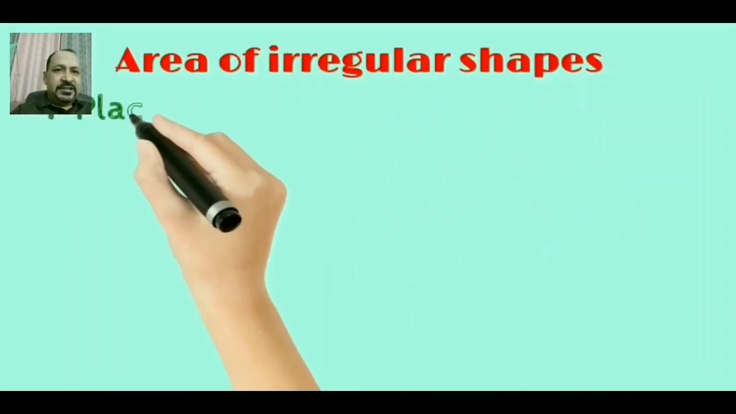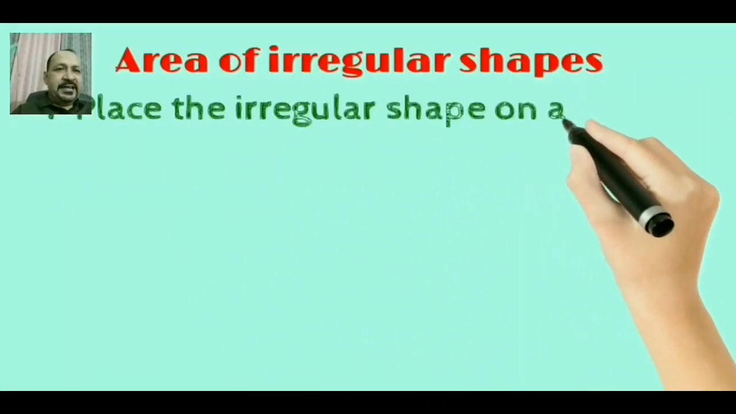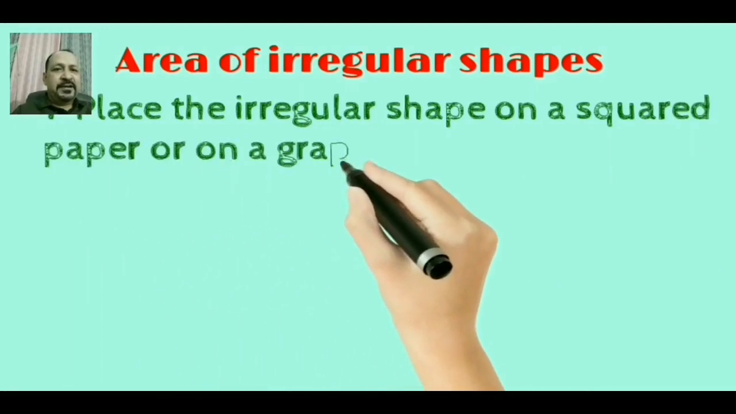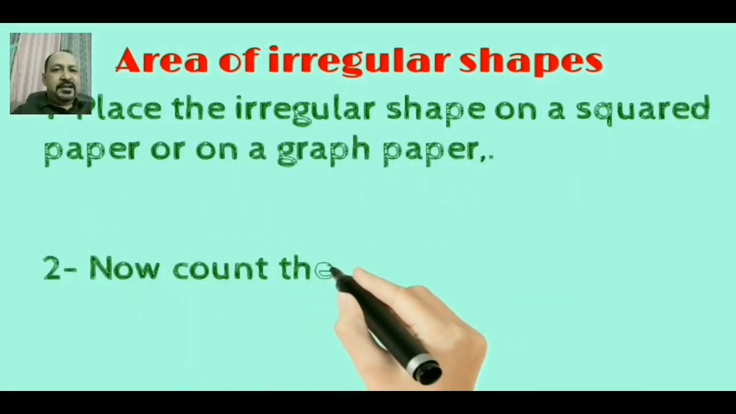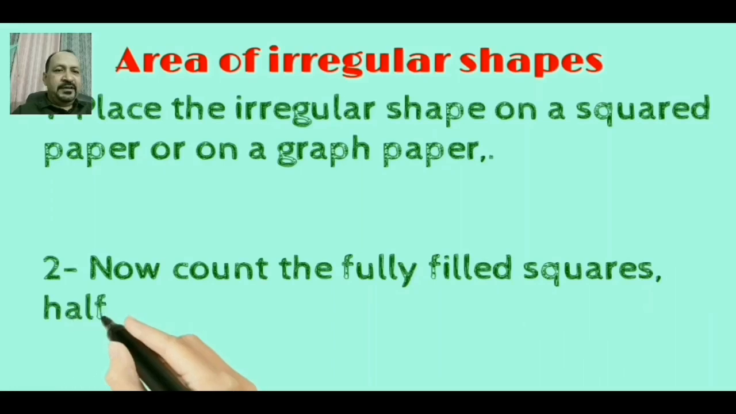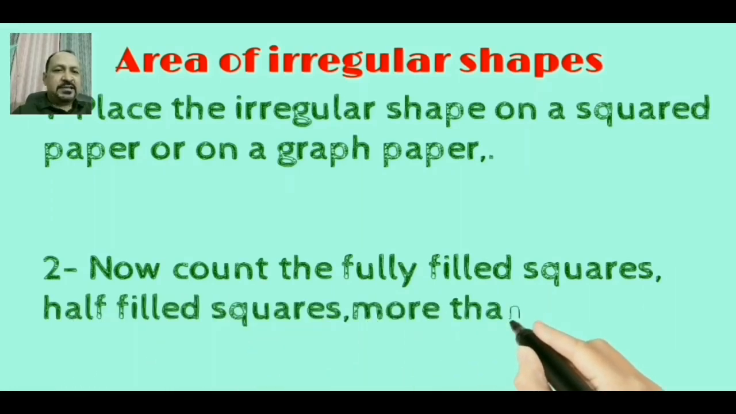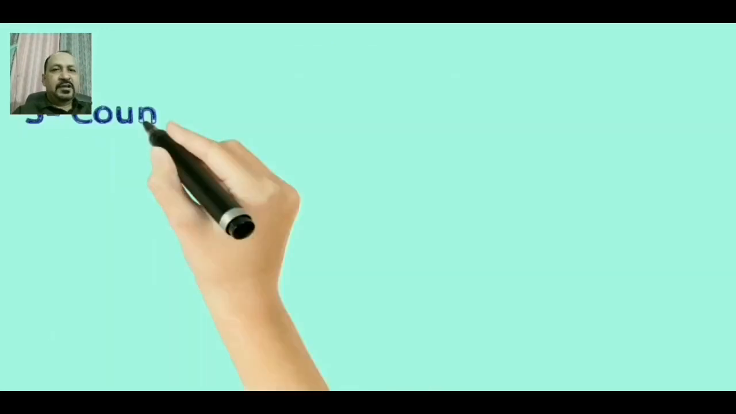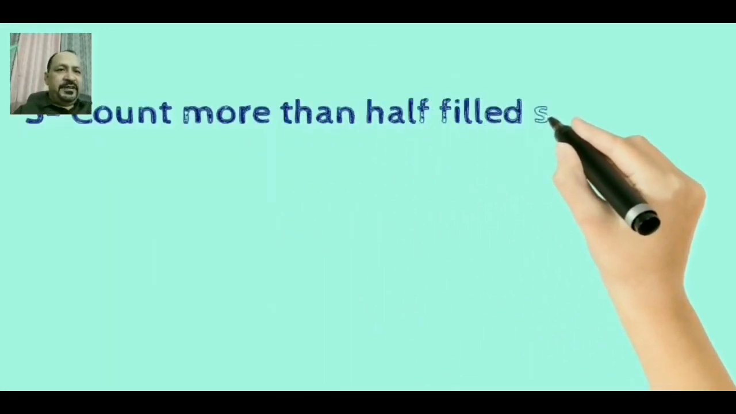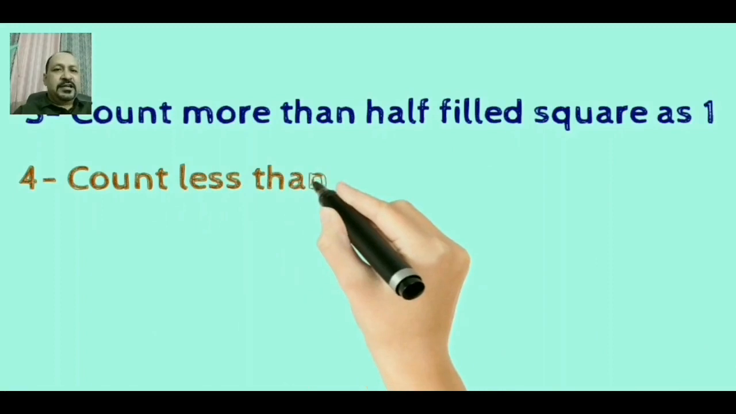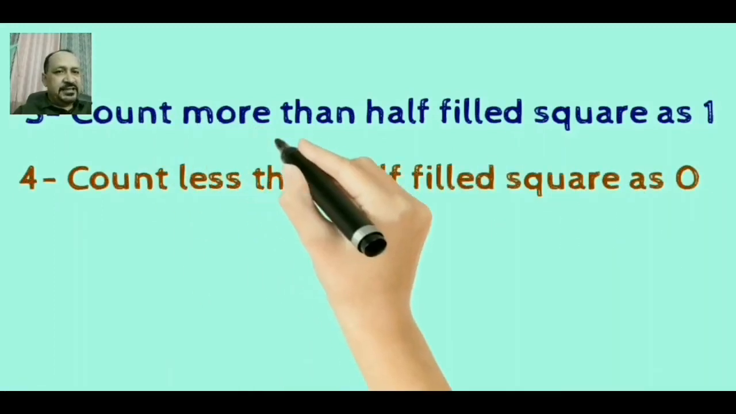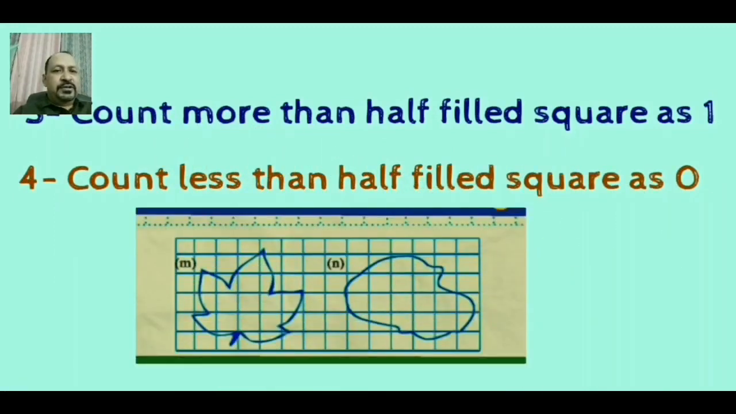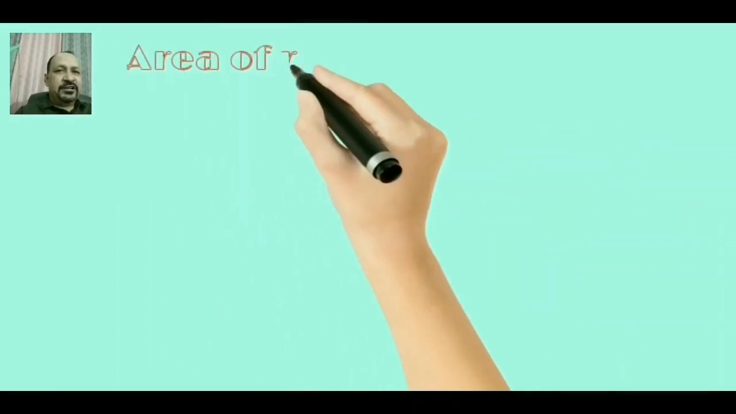Area of irregular shapes: place the irregular shape on squared paper or on graph paper. Now count the fully filled squares, half filled squares, more than half filled squares and less than half filled squares. Count more than half filled squares as 1, count less than half filled squares as 0. So you can find the area of irregular shapes.